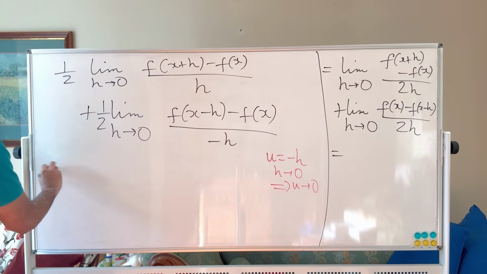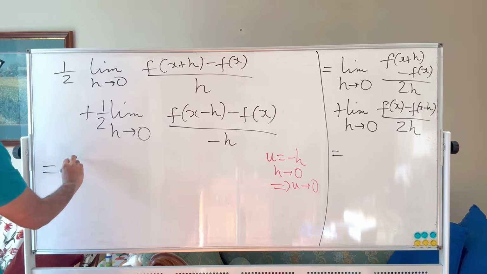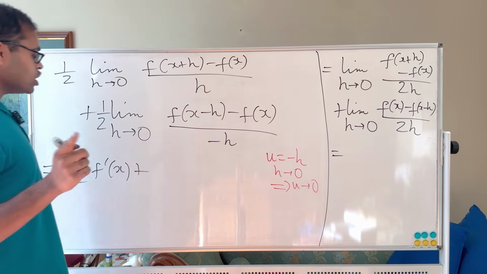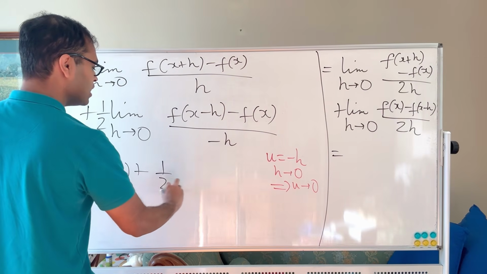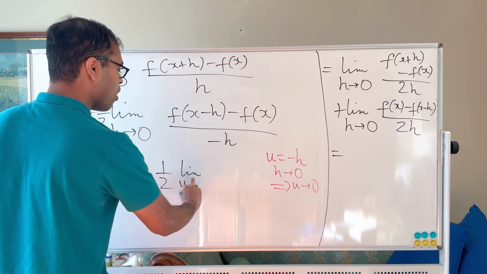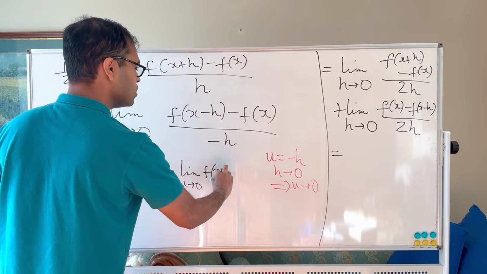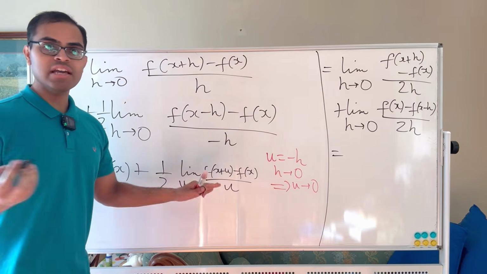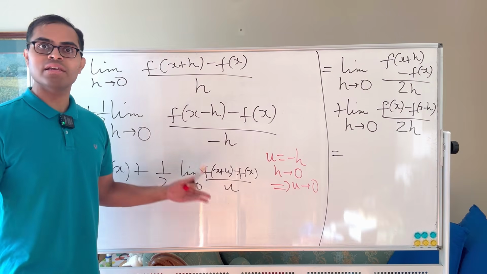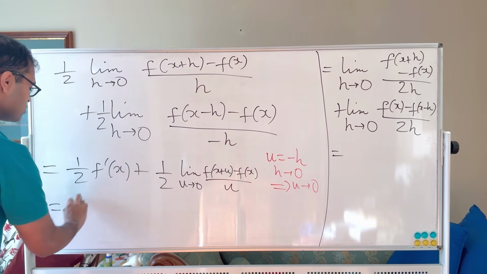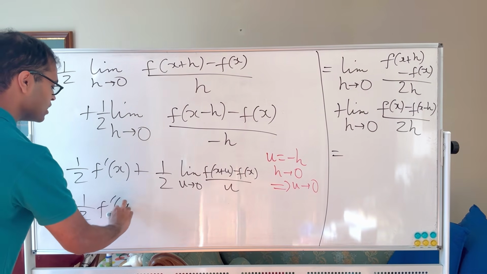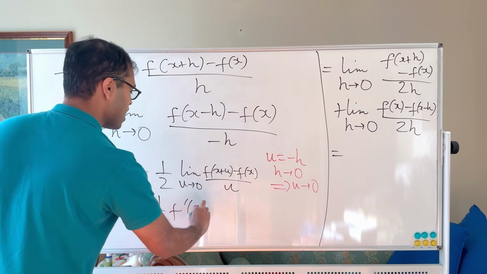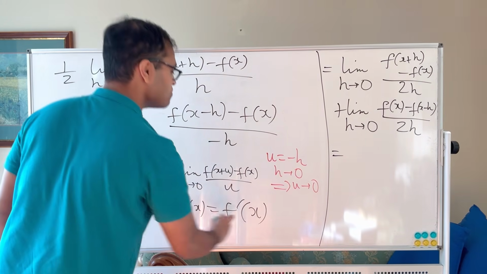So I can write this as the top limit being 1/2 times f prime of x, and the bottom limit being 1/2 times the limit as u goes to 0 of f of x plus u minus f of x divided by u, which is just a usual substitution. It is just the limit definition of the derivative. So this is going to be 1/2 f prime of x plus 1/2 f prime of x, and that's just going to equal f prime of x. And there you have the argument.